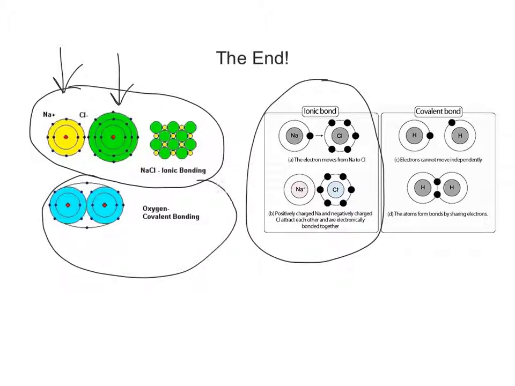Oxygen is covalently bonded. 2 oxygen atoms are both nonmetals. 2 nonmetals bonded together share the electrons. Here's an example of hydrogen. 2 atoms of hydrogen sharing electrons, making hydrogen gas.